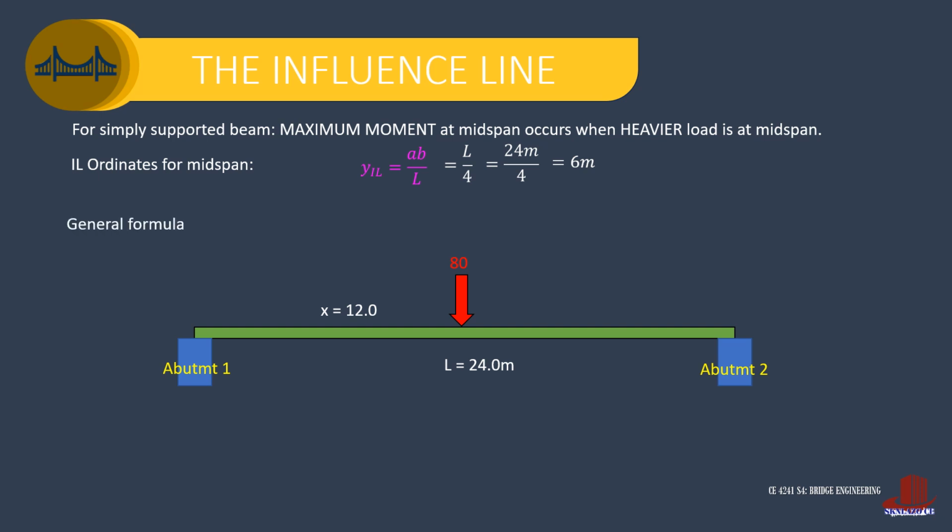Alternatively, there is a general formula for influence line ordinates, which is x times the quantity length minus x, all over the length. L is the full length of the bridge, and x is the distance of the applied load from the left support. If we try to use this, we take x of 12 multiplied by 24 minus 12, then divide everything by 24. This also gives 6 meters, which is the same as the first approach.